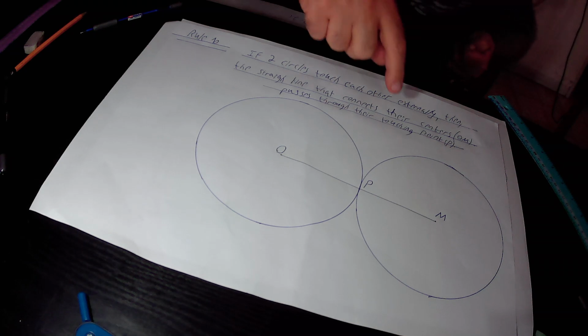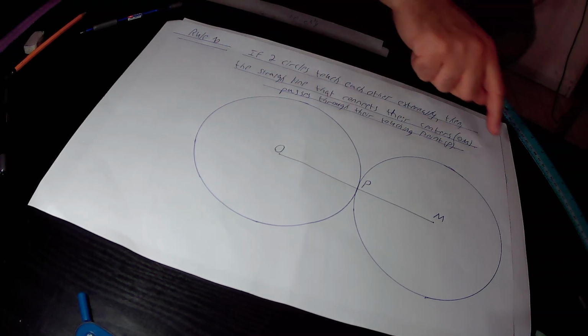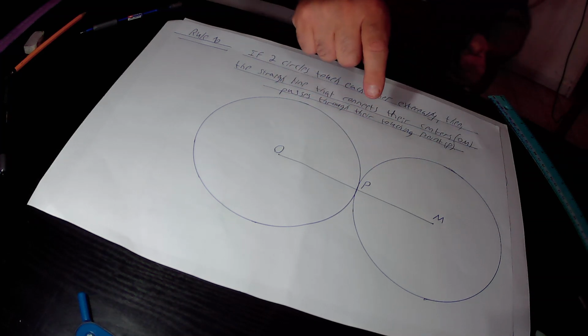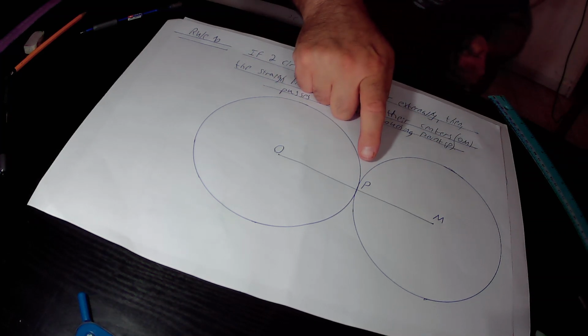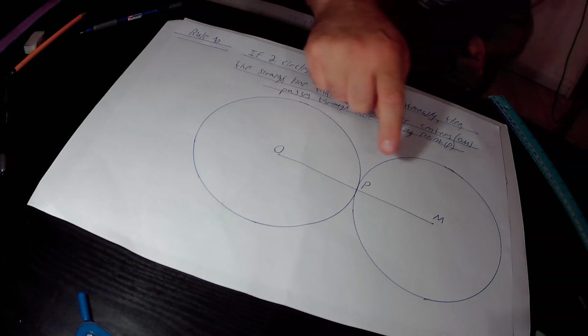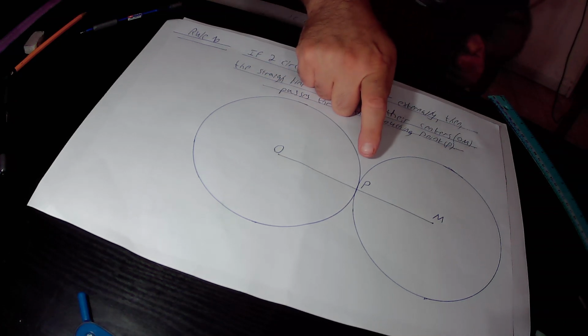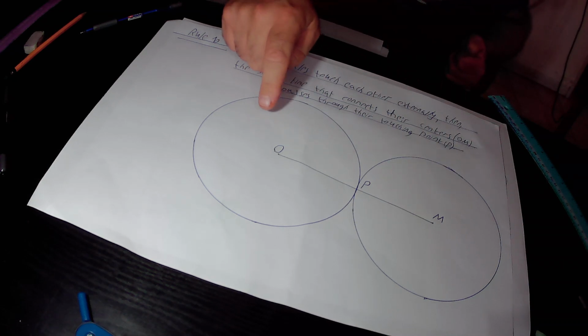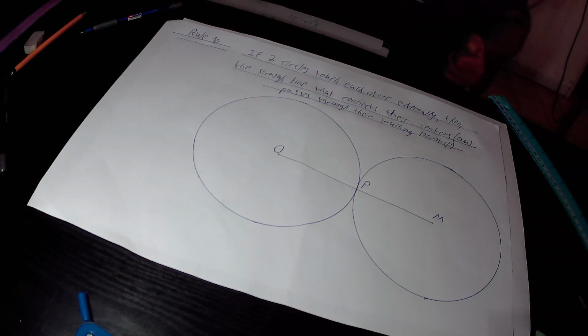The center of this circle is at point O. The center of this circle is at point M. And the straight line that connects the centers is of course the straight line OM. According to rule 10, the straight line OM must pass through point P, their touching point. Or OPM is one straight line.